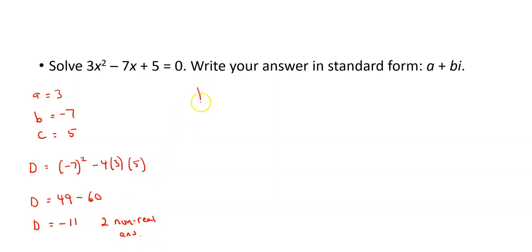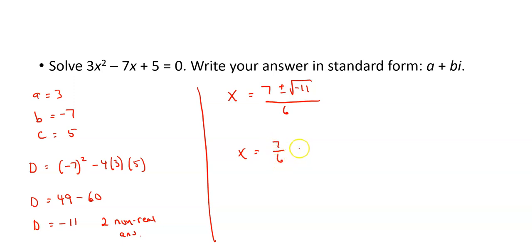What are those two non-real answers? Let's find out. Remember the formula, x equals the opposite of b plus minus the square root of the discriminant, which is negative 11, all over 2 times 3, which is 6. I can break this up into two parts. I can write it as 7 over 6 plus minus the square root of negative 11 over 6. And that square root of negative 11, 11's not a number that I can simplify. In fact, it's a prime number. So I can write that as i times the square root of 11.